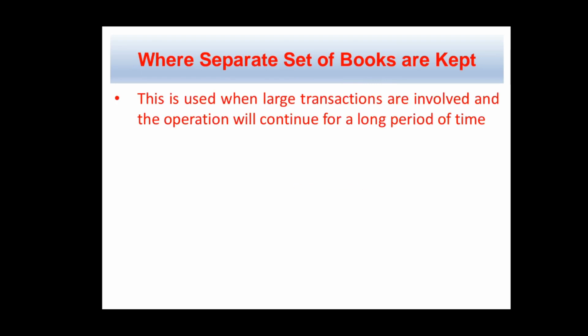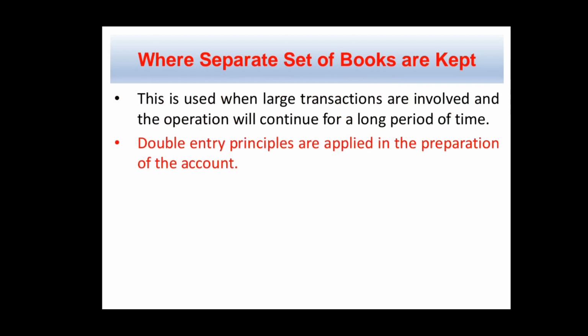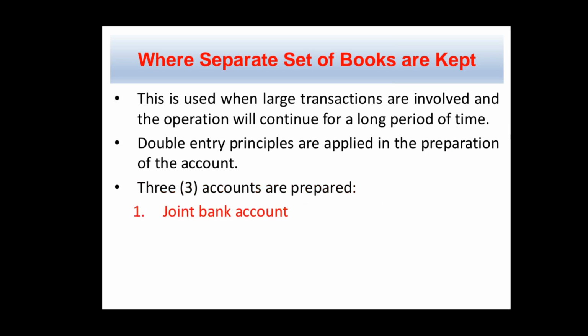This is used when large transactions are involved and the operation will continue for a long period of time. Due to that, double entry principles are applied in the preparation of the accounts. As a result, three different accounts will be prepared. The first one is the joint bank account. The second is the joint ventures account, while the third is the venturers account or co-venturers account, just like I said.